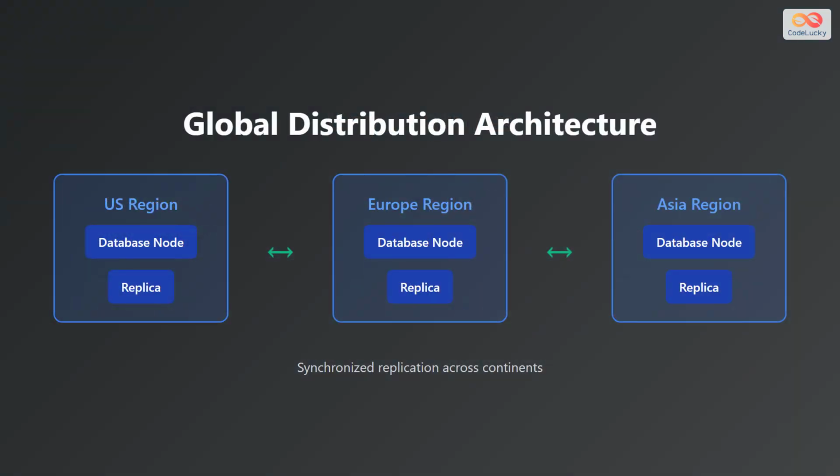Cloud Spanner's architecture allows you to deploy database nodes across multiple continents. For example, you can have nodes in the United States, Europe, and Asia regions simultaneously. Each region contains database nodes and replicas that are synchronized in real time. This architecture enables your application to serve users locally, reducing latency, while maintaining global data consistency through synchronized replication across all continents.